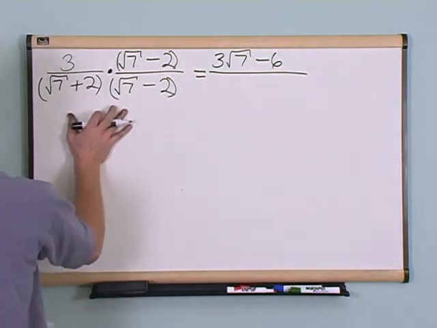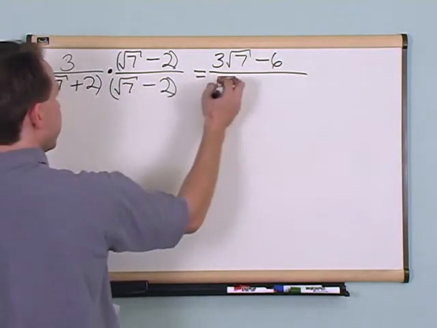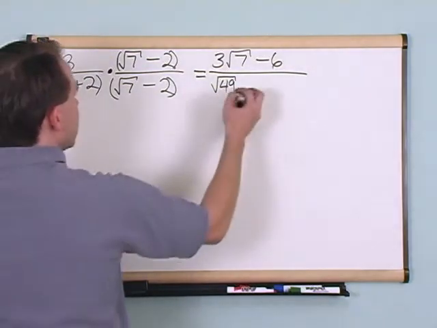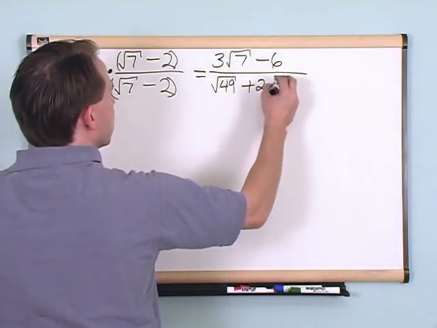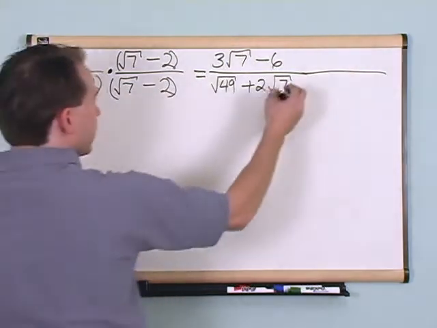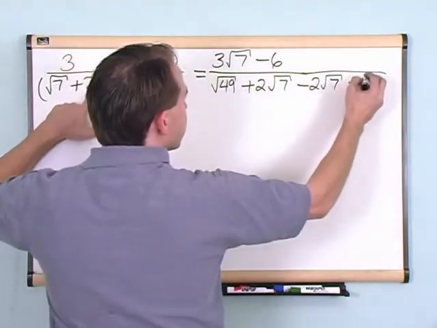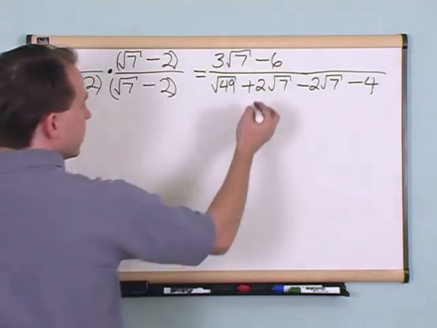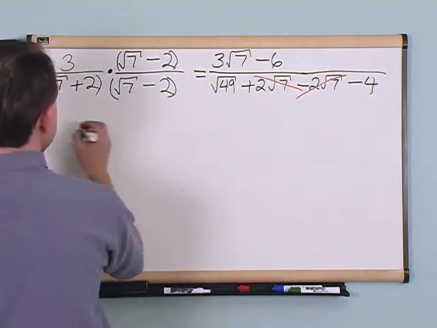Over, and I'm going to do FOIL on this one. Square root of 7 times square root of 7, square root of 7 times 7 is 49. The inside term is plus 2 times the square root of 7. The outside term is negative 2 times the square root of 7. The last term is negative 4, because 2 times negative 2 gives me negative 4. Now look here. I've got a 2 times the square root of 7 that cancels with this negative 2 times the square root of 7, so I'm on the right track.